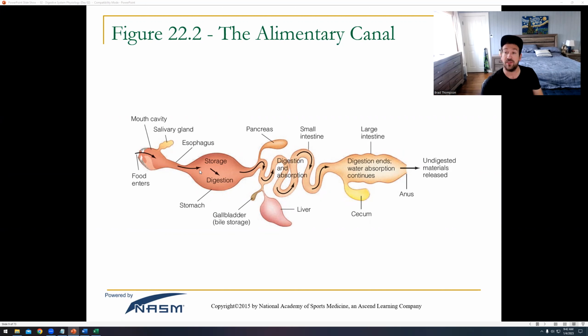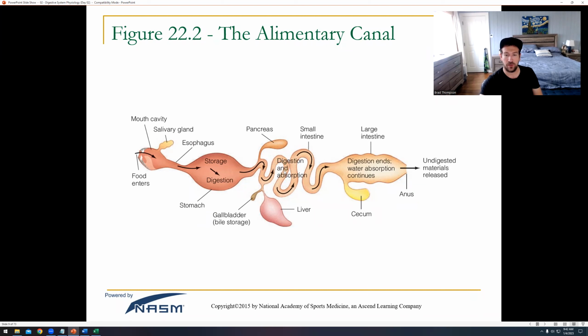It'll drop through your esophagus. That's the tube connecting your mouth to your stomach, where it'll sit in the stomach and get chemically digested by your stomach acid and a few other enzymes. Then eventually it'll move into your small intestine, which is this big long tube right here. The small intestine will be attached to a couple accessory organs like your pancreas, gallbladder, and liver. They're going to secrete some materials to make it easier to finish digesting anything that didn't get fully broken down in the stomach or in the mouth.